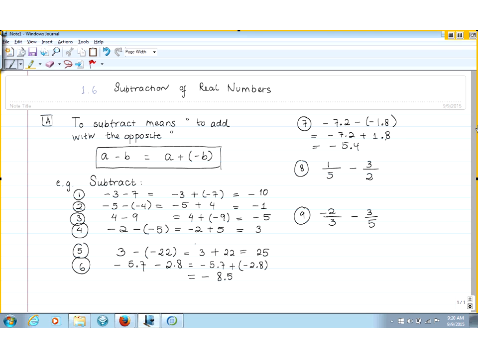Now, number 8, what do we do first? LCD, which is 10. Okay. So this is 5 multiplied by 2. So this is 2 over 10. This is 2 multiplied by 5. So this is 15. Yeah. So this is 2 minus 15 over 10. What is 2 minus 15? Negative 13 over 10. Yeah.